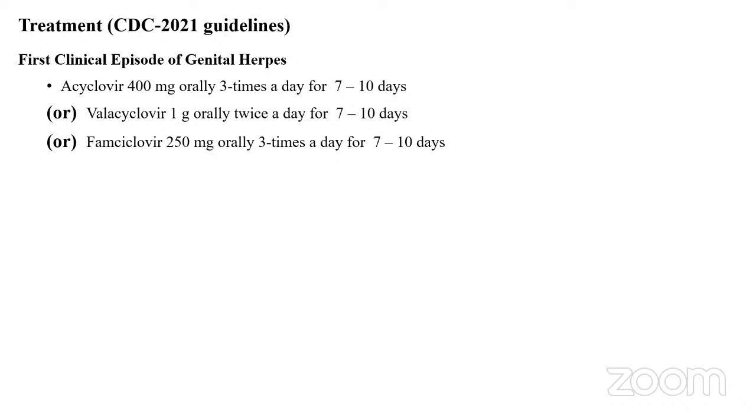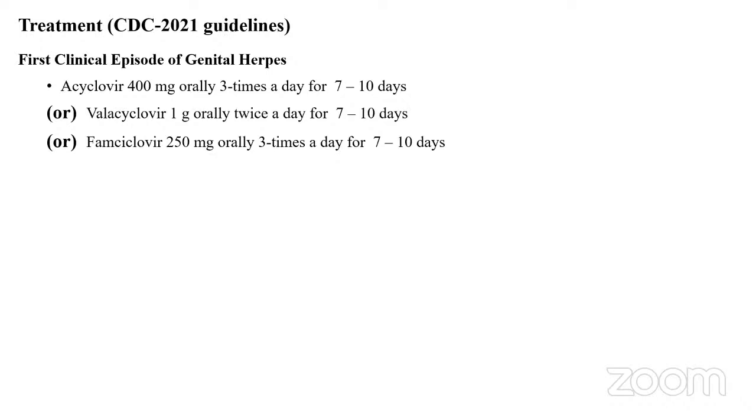And the antivirals of choice include acyclovir, 400 milligram, 3 times a day, given orally, or alternatively, the patient can take valacyclovir 1 gram orally twice a day, or famciclovir 250 milligram orally 3 times a day.